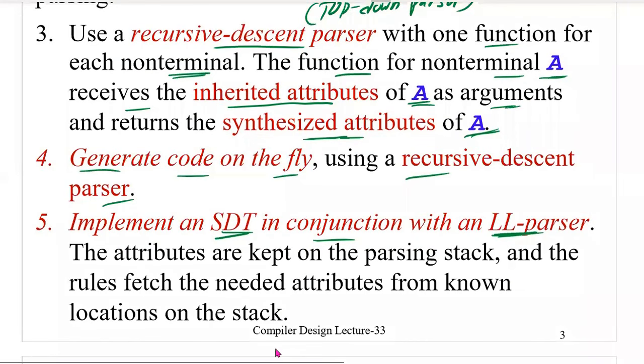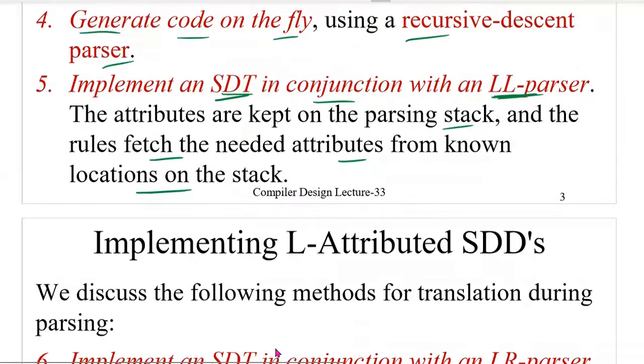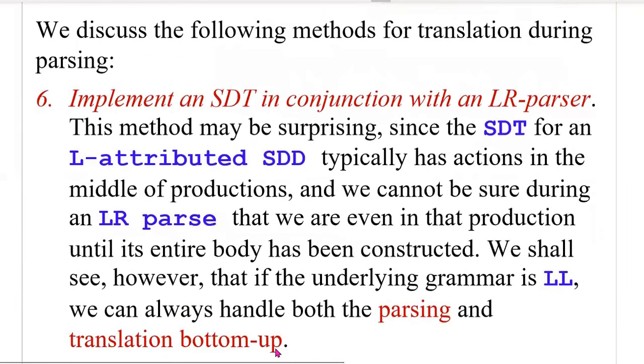The attributes are kept on the parsing stack and the rules fetch the needed attributes from known locations on the stack. Then the sixth one, implement an SDT in connection with an LR parser, that is a bottom-up parser.